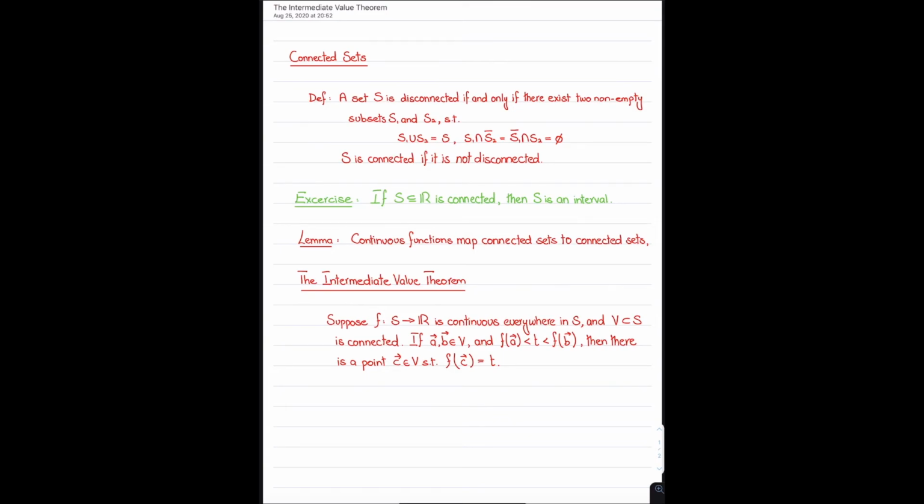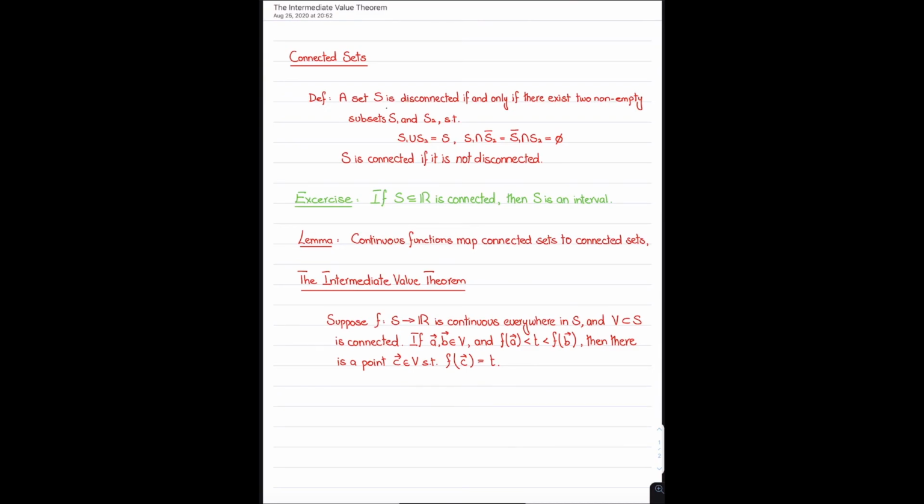So firstly, let's begin with the definition of connected sets. It's a pretty straightforward definition. It states that a set S is disconnected if and only if there exist two non-empty subsets S1 and S2 such that S1 union with S2 is equal to S, S1 intersection with the closure of S2 is equal to the closure of S1 intersection with S2, which is equal to the empty set. And then S is connected if it is not disconnected.